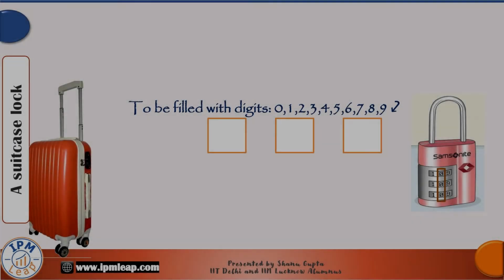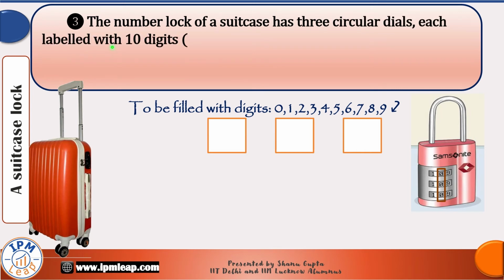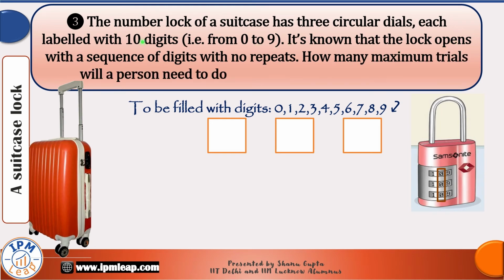And our final question is one of the trickiest and one of the most popular questions in exams. The number lock of a suitcase has 3 circular dials, each labeled with 10 digits, that is from 0 to 9. It is known that the lock opens with a sequence of digits with no repeats. So how many maximum trials will a person need to do before he is able to open the lock?